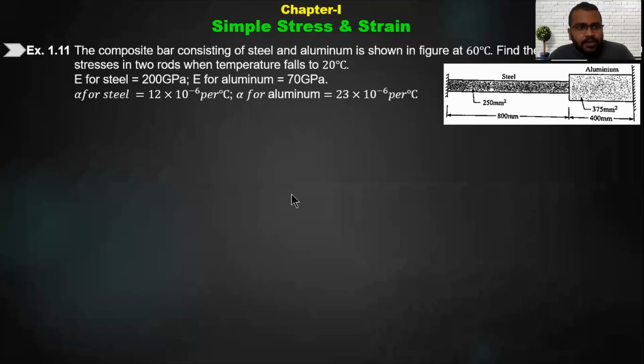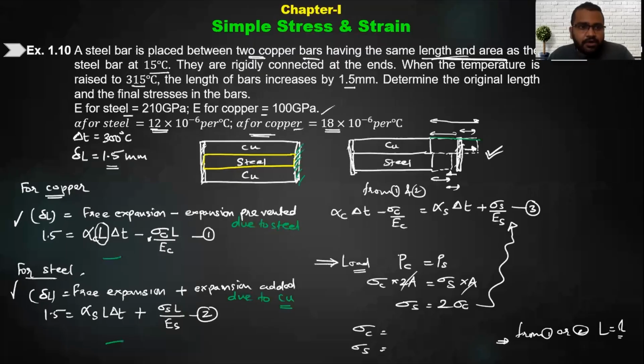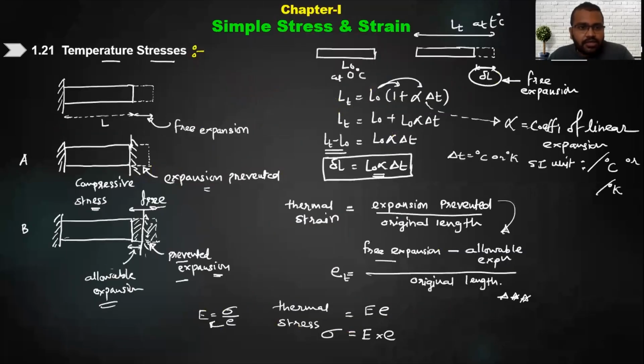So good afternoon. In the morning session, we discussed the next concepts from the first chapter, that is simple stresses and strains. We were on the concept called temperature stresses. We discussed what temperature stresses are and how to calculate them. We understood what free expansion is, what expansion prevented is, and how the stresses are proportional to expansion prevented. That we discussed in the last meeting.